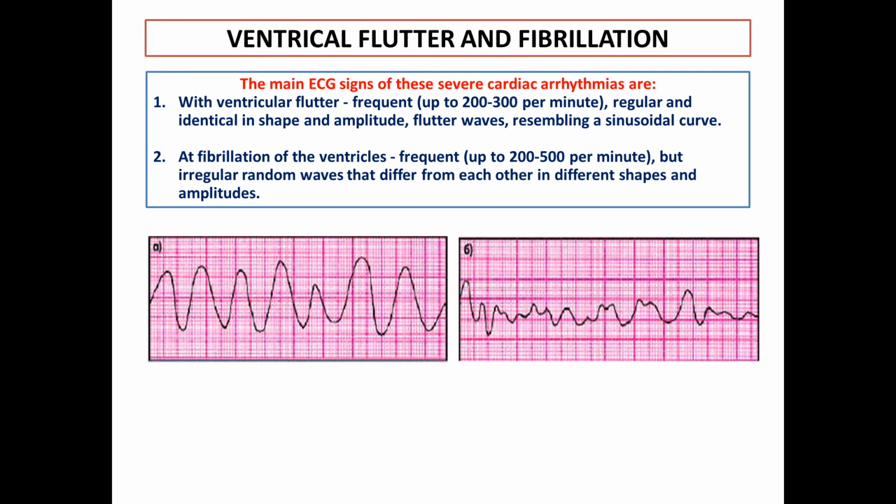Ventricular flutter and fibrillation. The main ECG signs of these severe cardiac arrhythmias: with ventricular flutter, you see frequent, up to 200 to 300 per minute, regular and identical in shape and amplitude flutter waves resembling a sinusoidal curve. Fibrillation of the ventricles is frequent, up to 200 to 500 per minute, but irregular random waves that differ from each other in shapes and amplitudes. And quickly, these two conditions may result in the asystole phase.